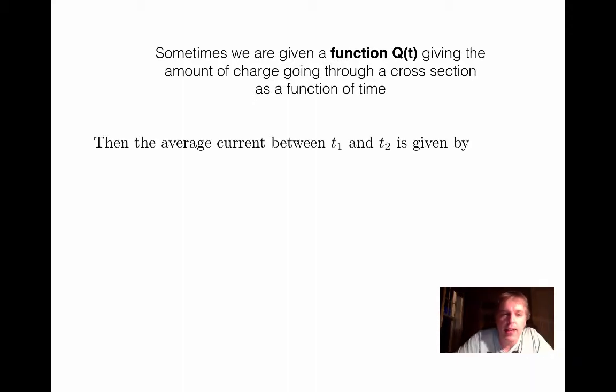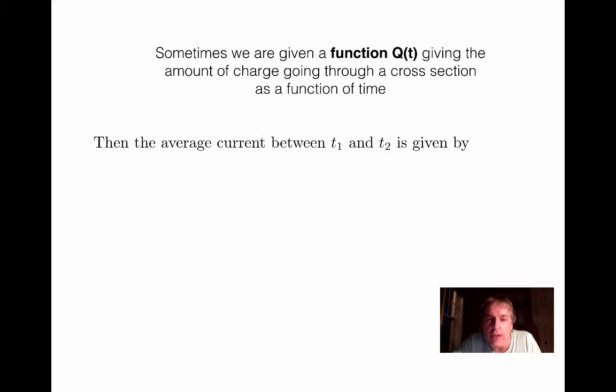Well, it's simple. This is exactly the same as in mechanics when you have x of t, the position of an object as a function of time. How do you find the average velocity? You do delta x over delta t. So how do you find delta x? You find the position at the final time minus the initial position.